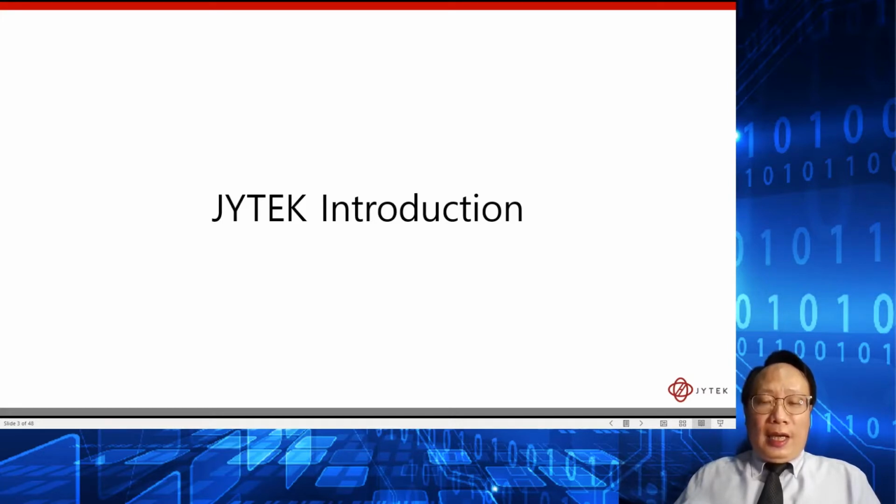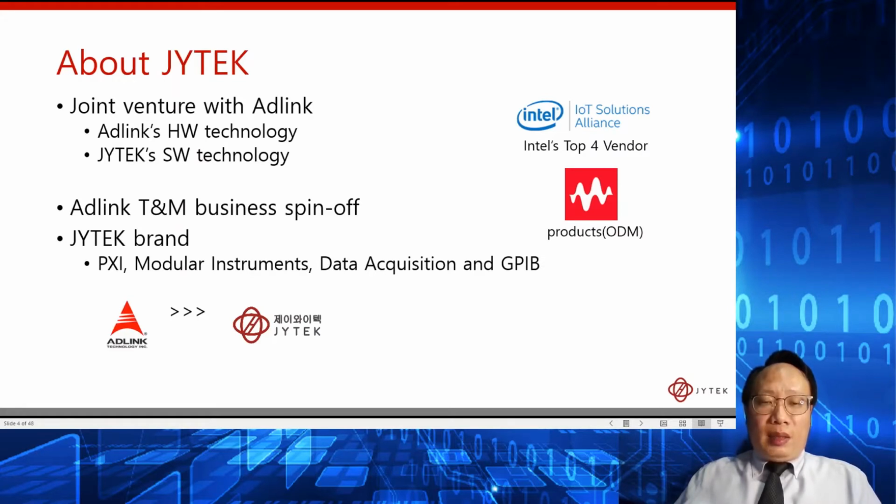So Jytek is a pretty new test and measurement company. Basically, the company came about with collaboration with AD-Link. So it's a joint venture company with AD-Link, who is a well-known data acquisition and test and measurement vendor, whose HQ is based in Taipei. Eventually, AD-Link will spin off its test and measurement business, and it will become Jytek, and consists of PXI, modular instruments, data acquisition, and GPIB. AD-Link is one of Intel's top 4 vendors globally, and has been in the business for quite a while.